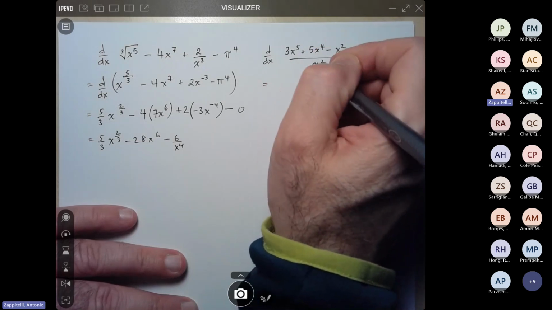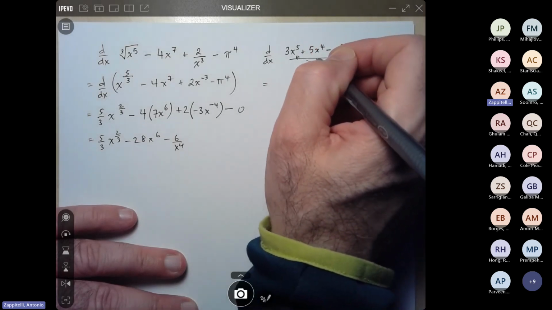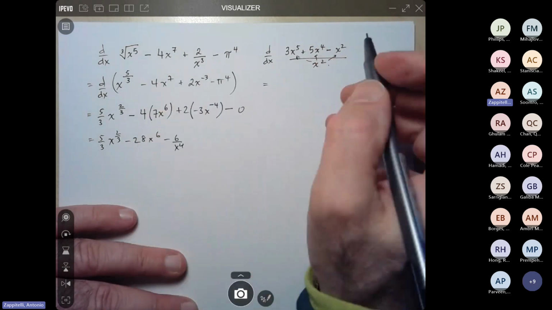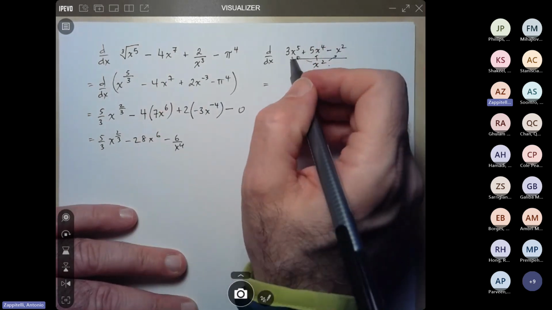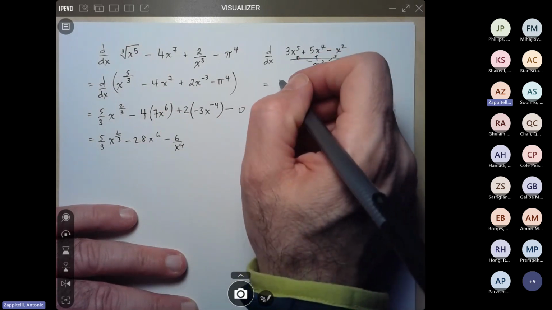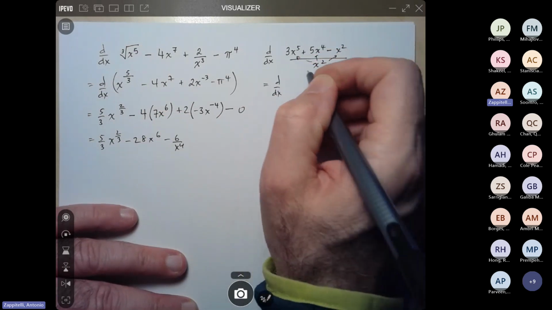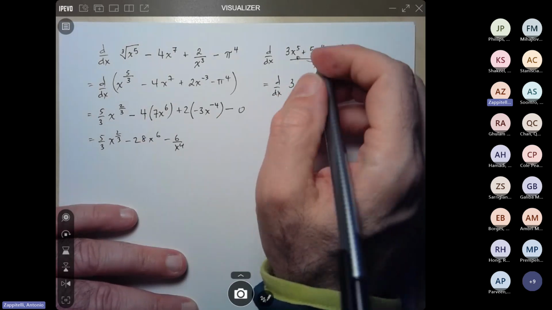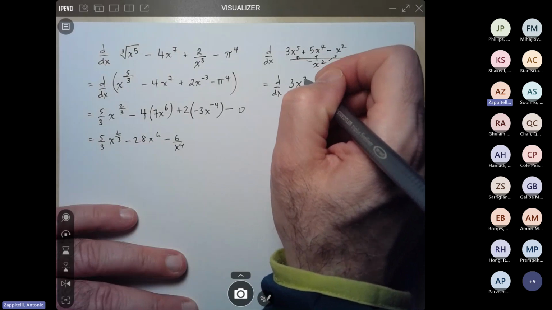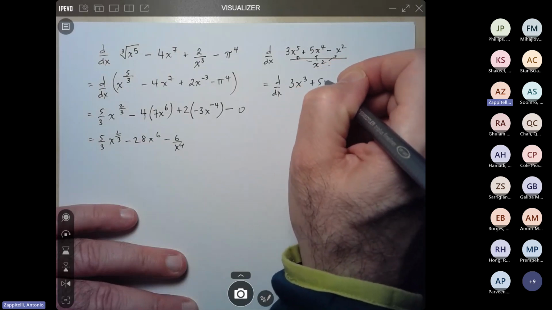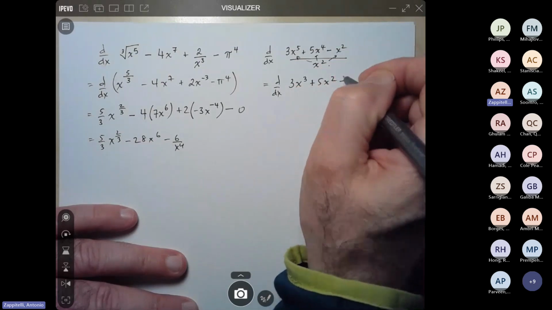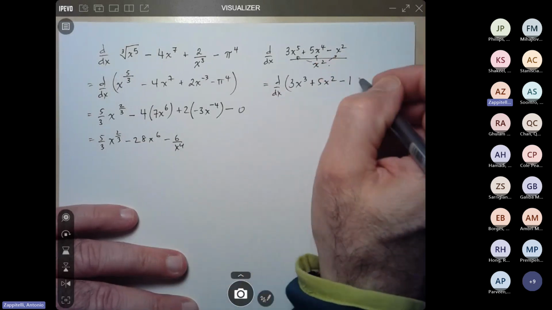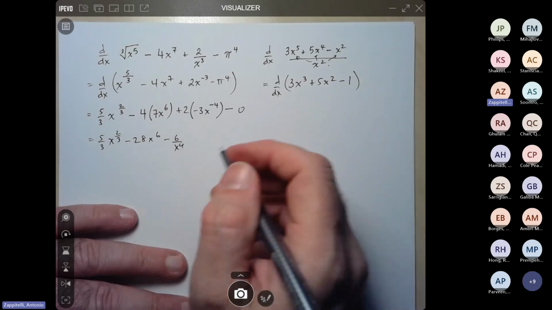But what you can do is either factor out the x squared from the numerator, or, when you're dividing by a monomial, you're just dividing it into each term. It's just a distribution, like distributing 1 over x squared. So here we can simplify this. This just becomes the derivative of 3. This x to the 5th divided by x squared is just 3x cubed. Then this is 5x squared. And then minus x squared divided by x squared is just 1. And now we can take the derivative in our usual way.